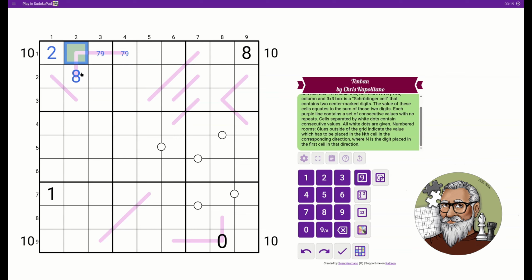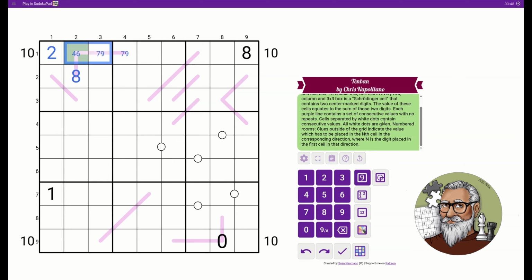I'm missing something. We can't use 0 here, so that's not in the equation. I think the sums that add up to 10 are still the same. So since we can't use 7 and 9 again, and we couldn't use 8, this has to be 6, 4. Oh, hold on. Does the negative constraint work on the lines as well? It doesn't say it doesn't, so I'm going to presume that it does, right?